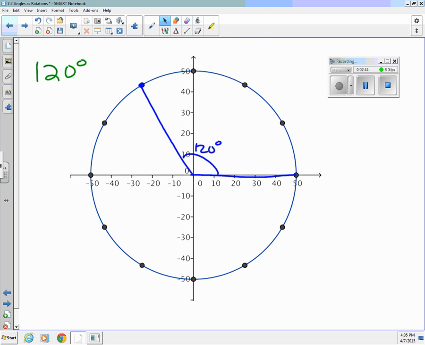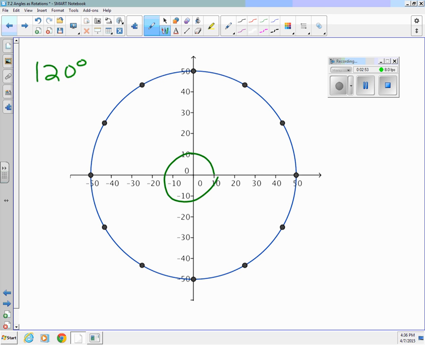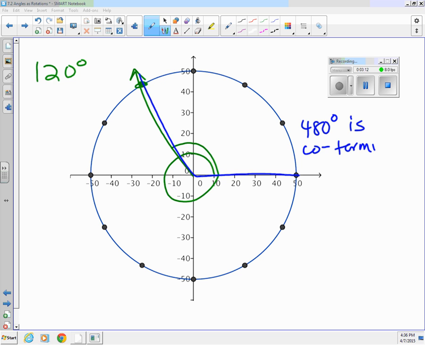So follow me on this. If I wanted to rotate 480 degrees, I would be going 90, 180, 270, 360, 450, and then another 30 to get to 480. You end up in the same place as if you were actually only rotating 120. So what we say is that 480 degrees is coterminal with 120 degrees. They're the same thing.